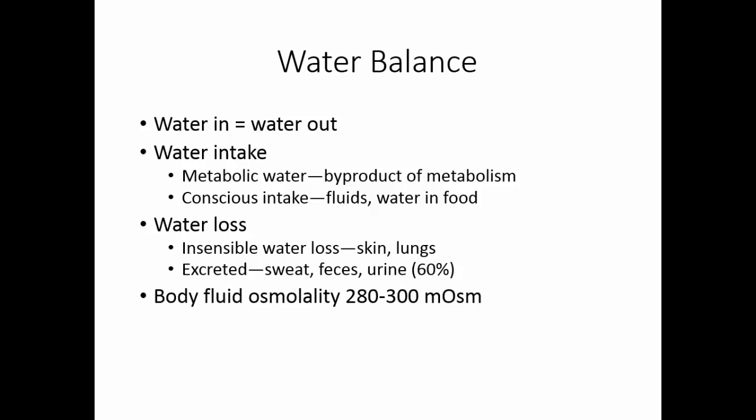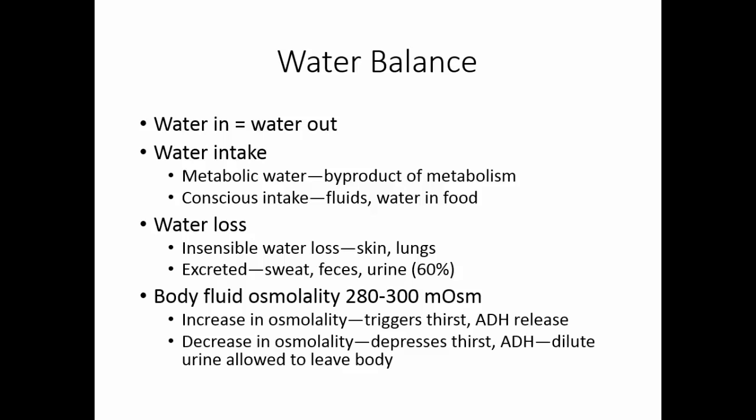Body fluid osmolality is tightly regulated between 280 and 300 milliosmoles. If there is an increase in the osmolality of the extracellular fluid, this will trigger thirst receptors and also trigger the release of antidiuretic hormone. If there's a decrease in osmolality in the extracellular fluid, thirst will be depressed and antidiuretic hormone will not be released. This will allow the dilute urine to leave the body.